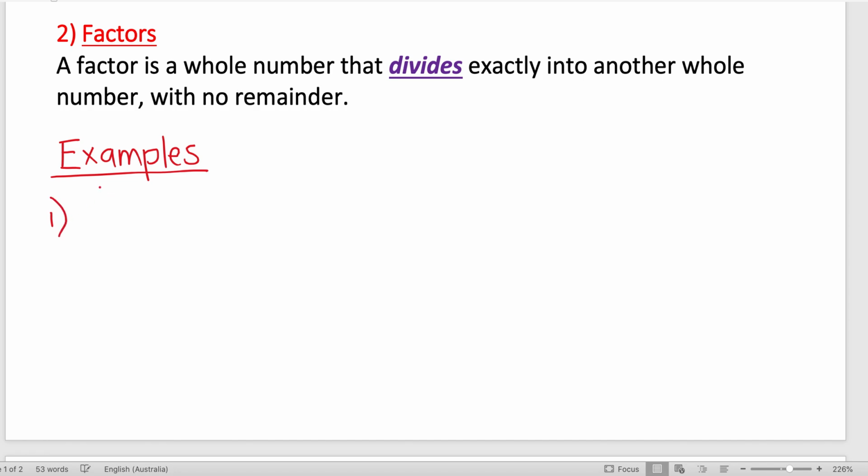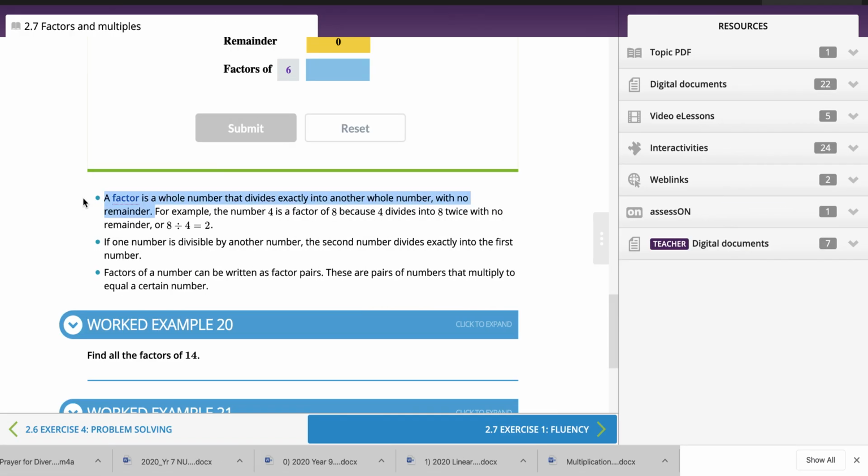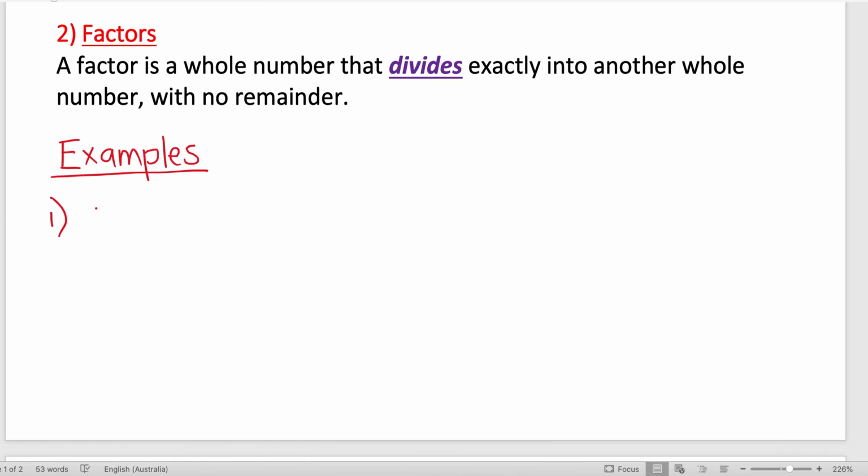Okay, example one. The first example that we're going to do says find all the factors of 14. So let's write down that. Find all the factors of 14. Okay, different people here might have different strategies. I'm going to show you one that I think works very well, okay? So we're going to find all the whole numbers that can divide 14, okay?